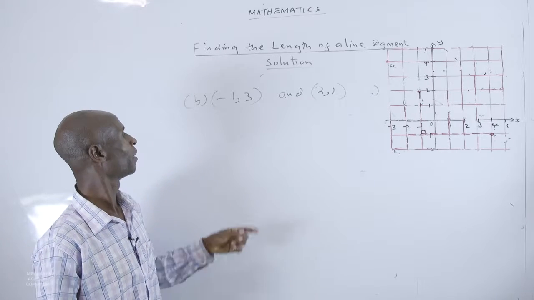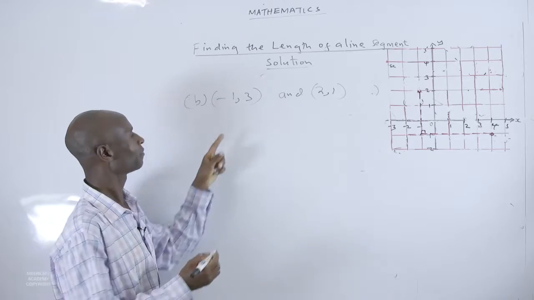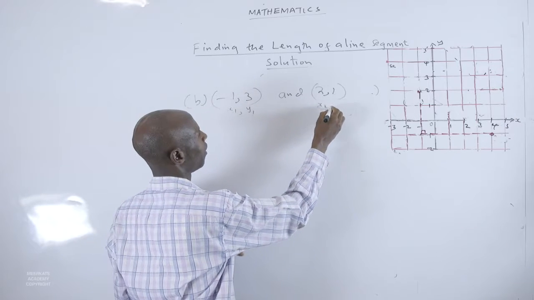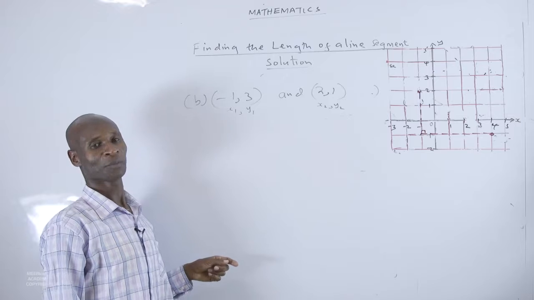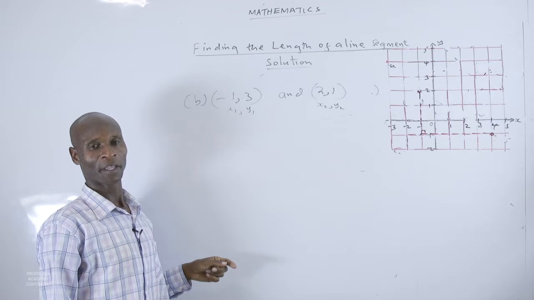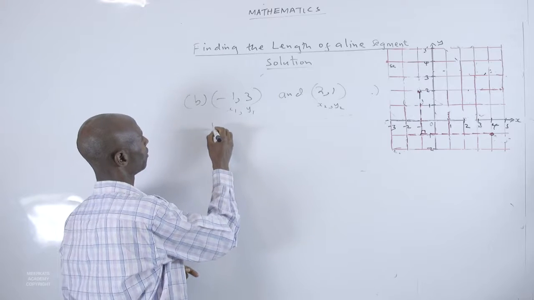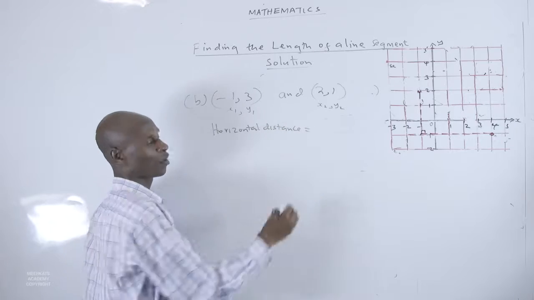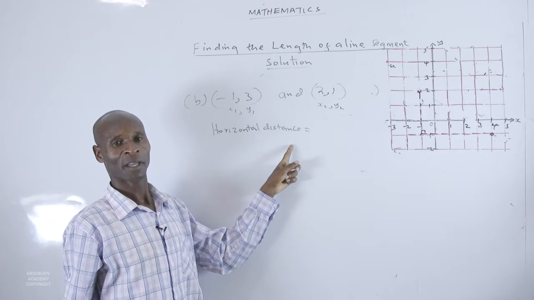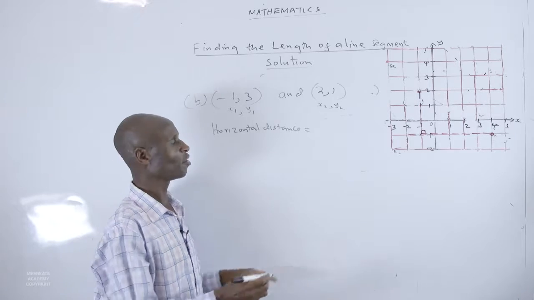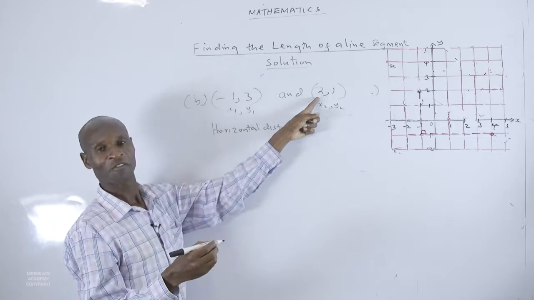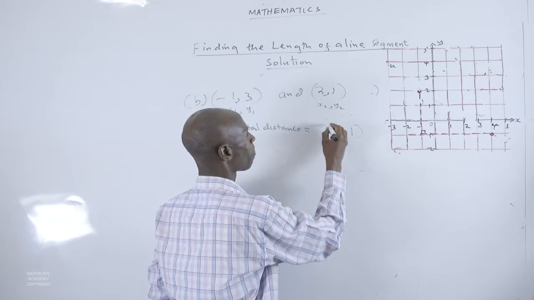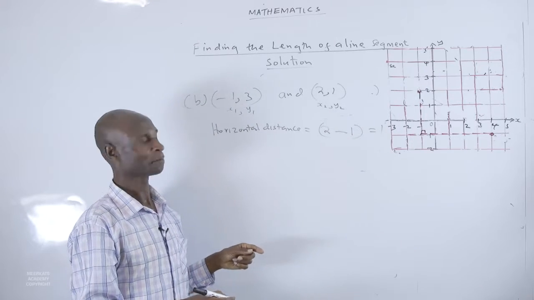Again, we indicate this as x1, y1, x2, y2. Then get the horizontal distance. Horizontal distance is obtained by subtracting the lower value of x from the upper value of x. So the upper value of x is 2 minus the lower value of x, which is 1. That leaves us with 1.